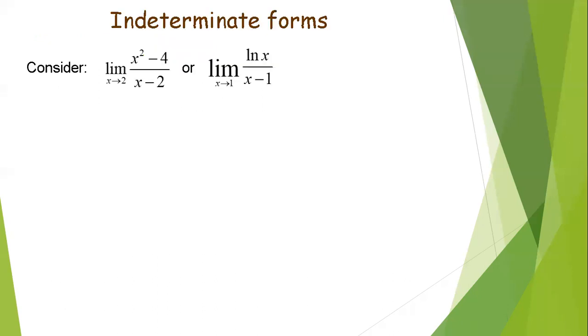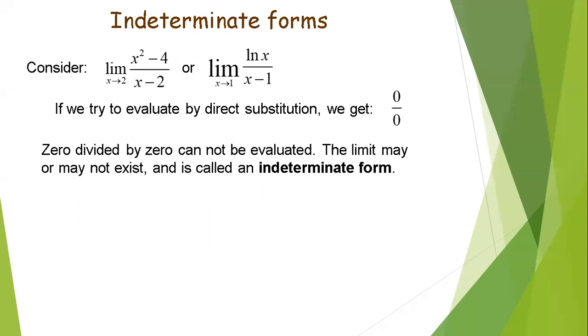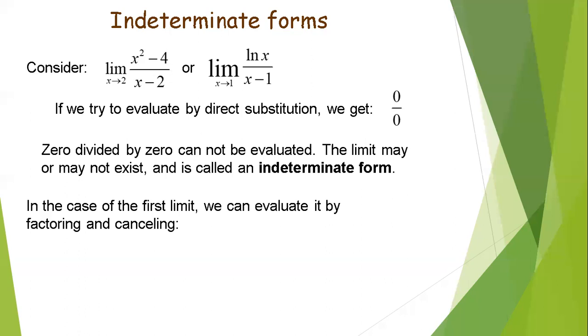Consider the limit as x approaches 2 of x squared minus 4 over x minus 2, or the limit as x approaches 1 of ln x over x minus 1. If we try to evaluate by direct substitution, we get 0 over 0. 0 divided by 0 cannot be evaluated. The limit may or may not exist and is called an indeterminate form. In the case of the first limit, we can evaluate it by factoring and cancelling.